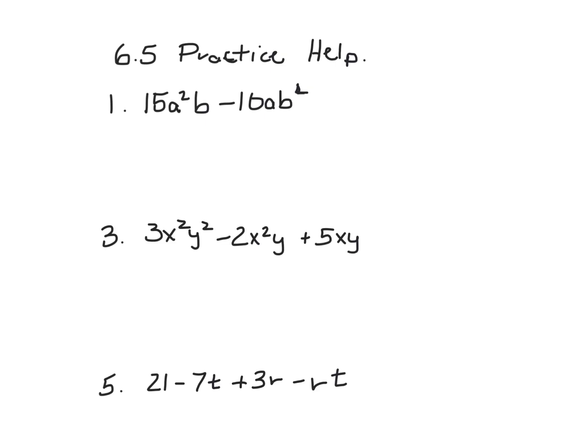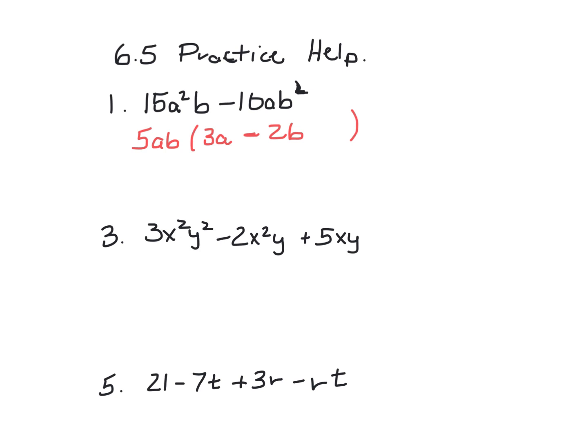Here's a little help with the 6.5 practice on factoring techniques. So for number 1, the first step is always take out the greatest common factor. What is common to both terms here is 5 and an A and a B. If you divide each term by 5AB, you'd be left with 3A minus 2B. And that would be as far as you can go with that one, as far as factoring goes.